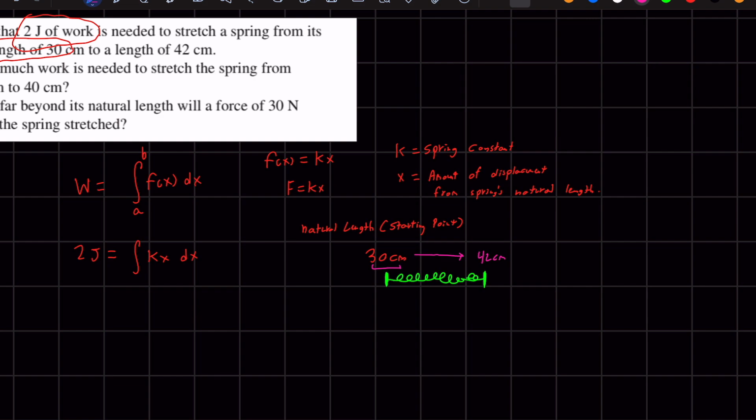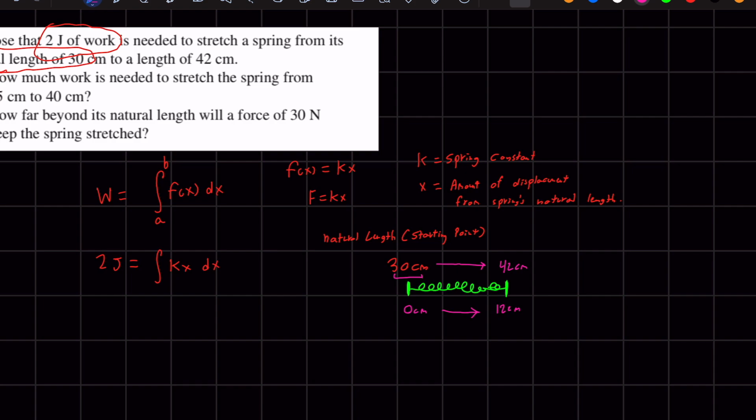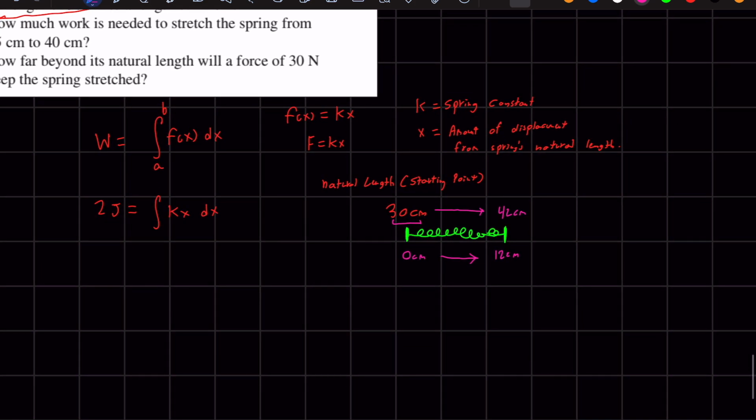So instead of 30 to 42, we can really say that this is 0 because it's the starting point. And how much does it get displaced from 0? It gets displaced 12 centimeters. So it's 0 centimeters to 12 centimeters. That's its displacement from its natural length. The key is that it's going from its natural length of 30. Okay. We're not going to put 0 and 12 here either, though. We can't put 0 and 12.